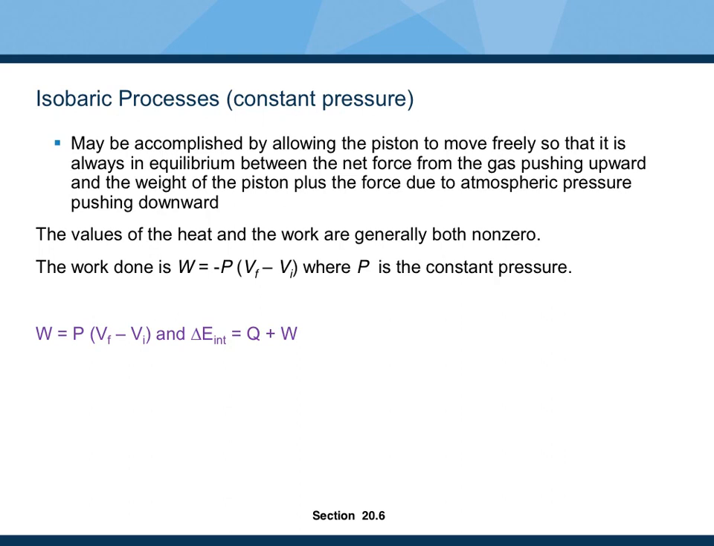If the pressure is constant, then the work done can be calculated using this equation. The values of the heat and the work, and also the change in the internal energy, are generally both non-zero. This process can be easily achieved by just moving the piston under atmospheric pressure.